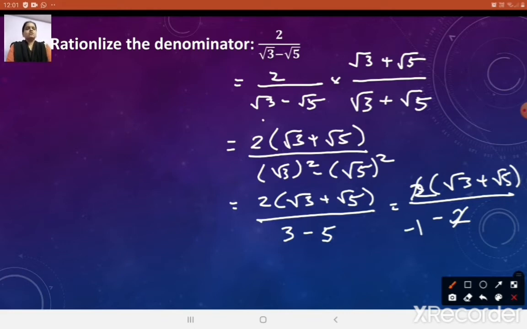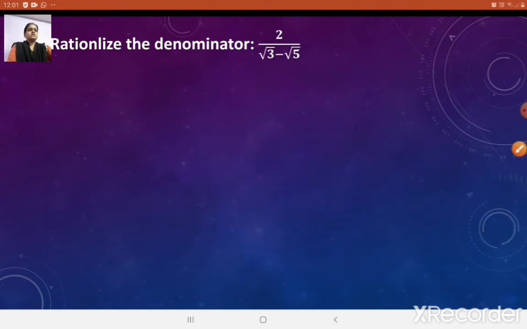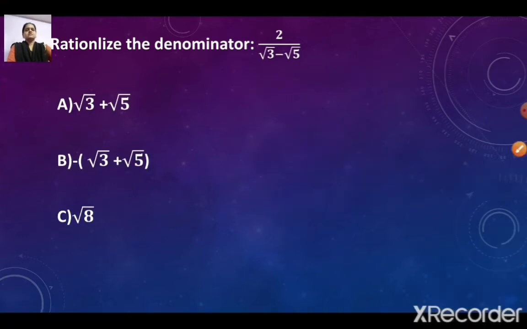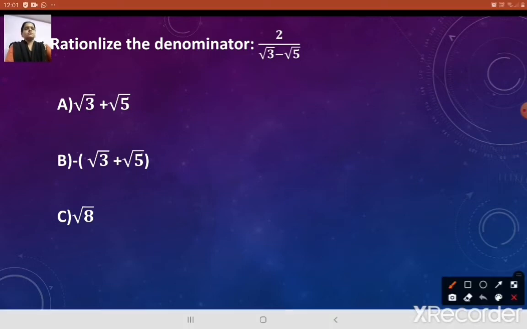That we will take in the numerator, and it will become as what? Minus root 3 plus root 5. So the bracket is compulsory, or you can take the minus inside also. Minus in the bracket root 3 plus root 5. Now let us check the options. Which one is correct? Which one is your correct option in that case? Yes, our B option is correct. That is minus in the bracket root 3 plus root 5.